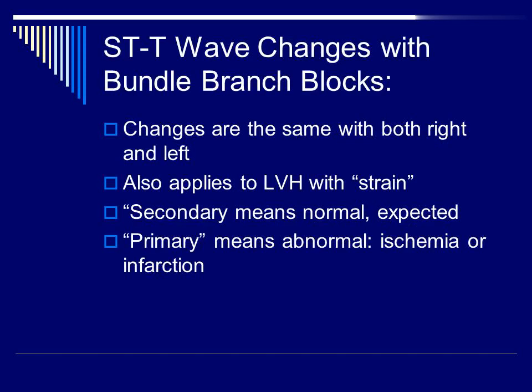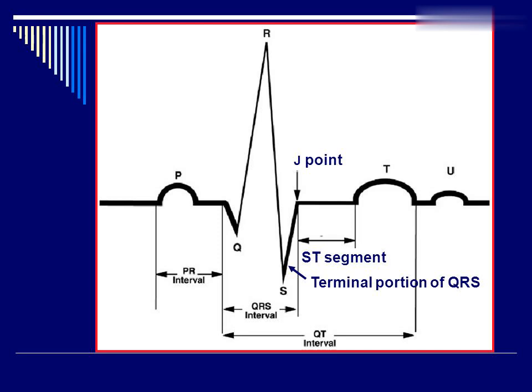ST/T wave changes with bundle branch blocks. Changes are the same with both right and left. Also applies to LVH with strain. Secondary means normal, expected. Primary means abnormal, ischemia or infarction. Terminal portion of QRS. J point. ST segment. Terminal portion of QRS.